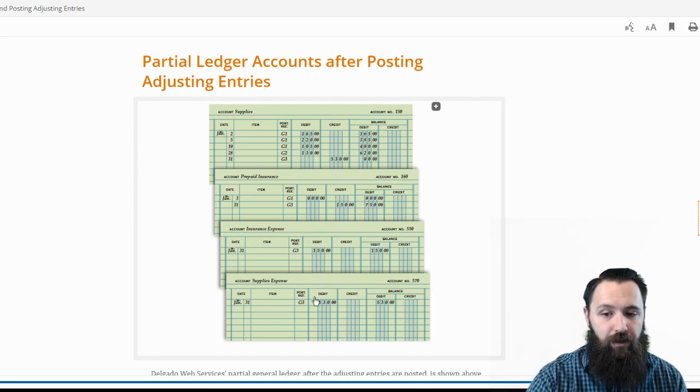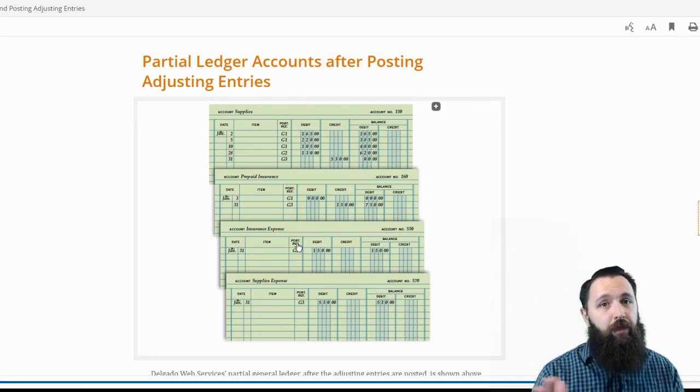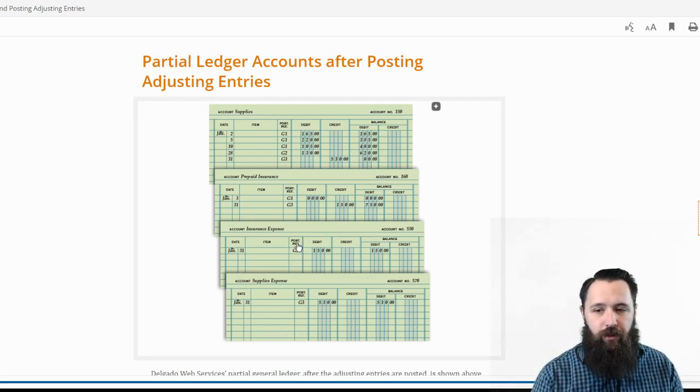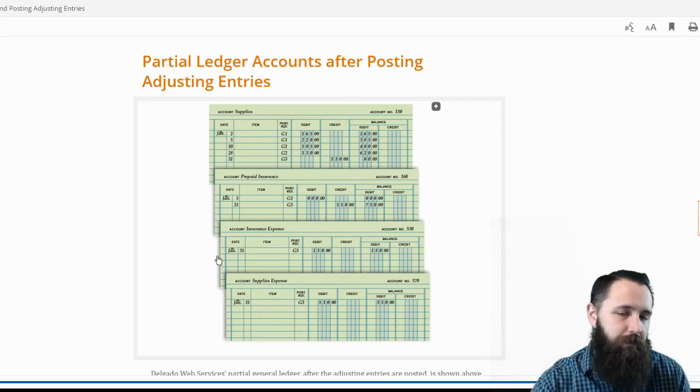Insurance expense and supplies expense are a little different because we only record these on January 31st, or at the end of the month. So when we look at the insurance expense and the supplies expense, there was no previous balance. But that makes sense.